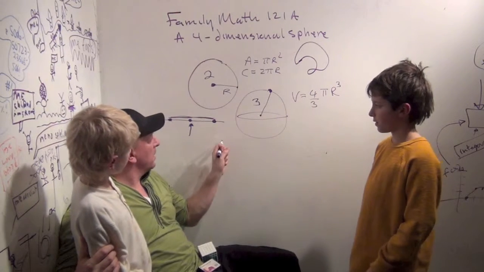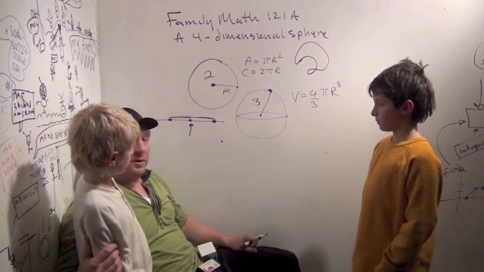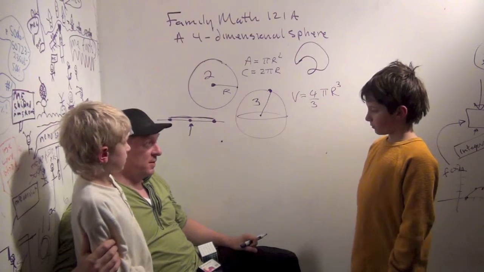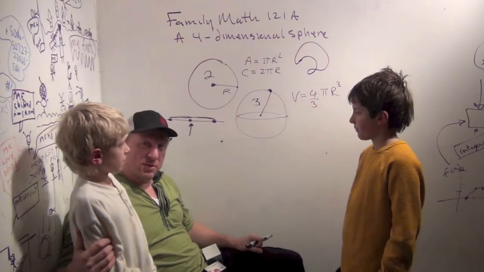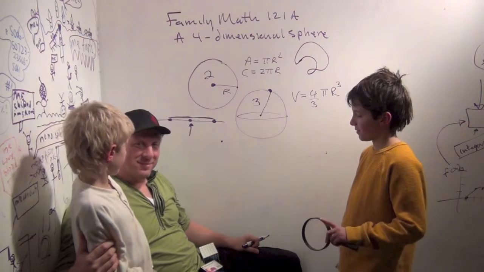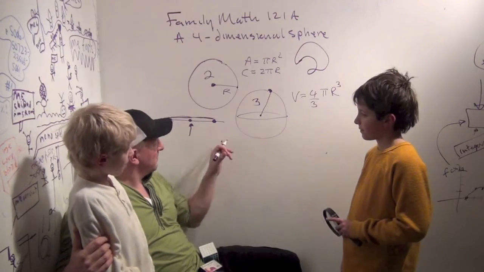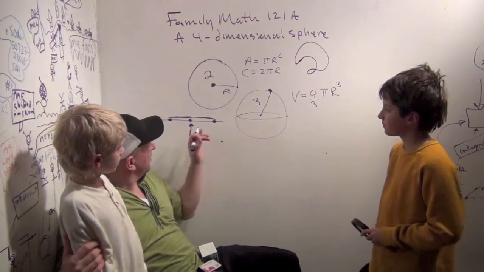Then what about a zero-dimensional one? It's just the point. Zero dimensions is just one point. So how many points do you think there are in a zero-dimensional circle? Just one. Okay, but let's start with one-dimensional.